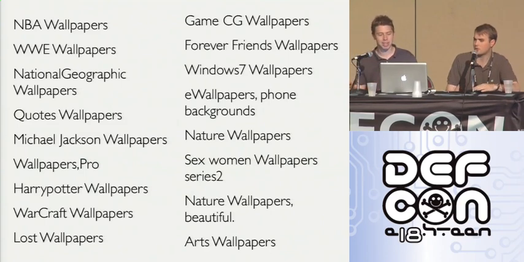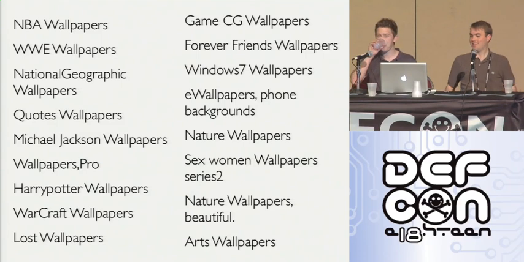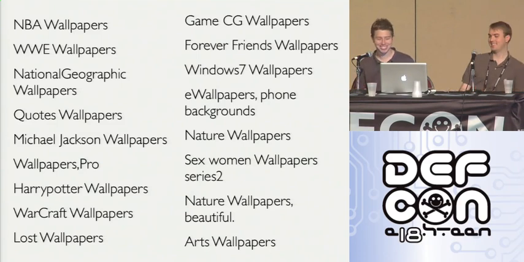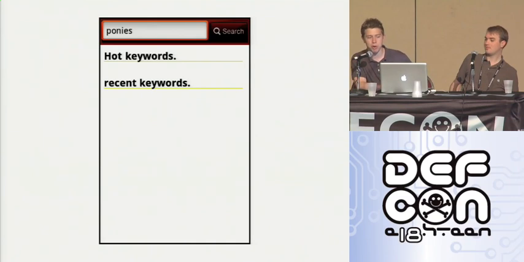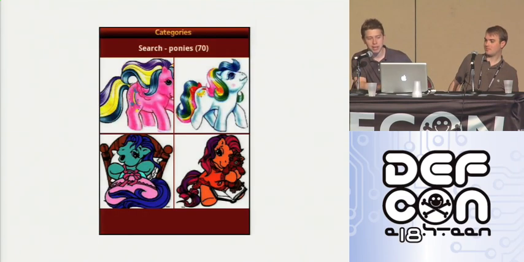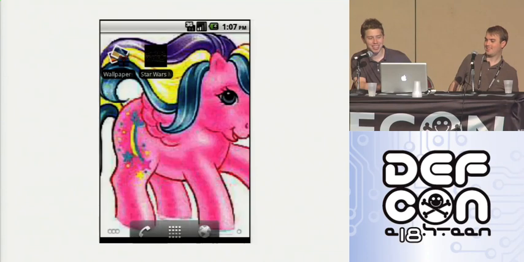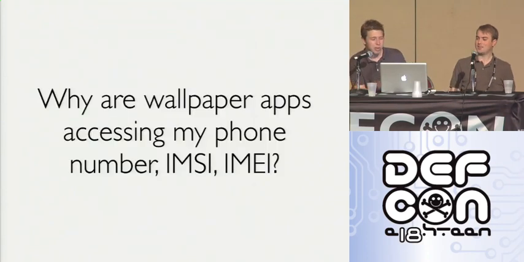So guess which one is the most popular? So let's download one of these applications. I want to pimp my phone. So we search for wallpaper, and once we've downloaded the app, select our wallpaper. Phone is pimped. Wait, so why again are the wallpaper applications accessing my phone number, IMSI, and IMEI?